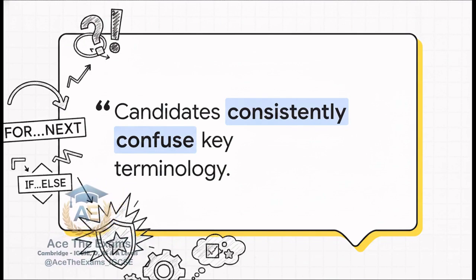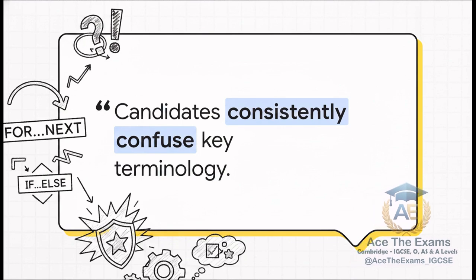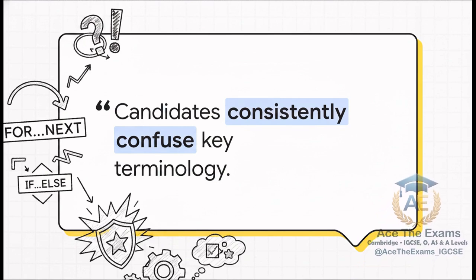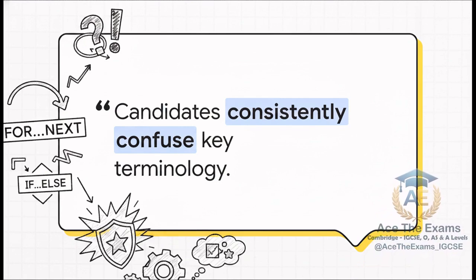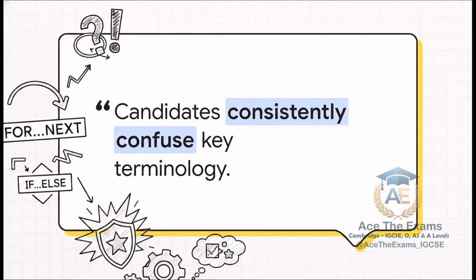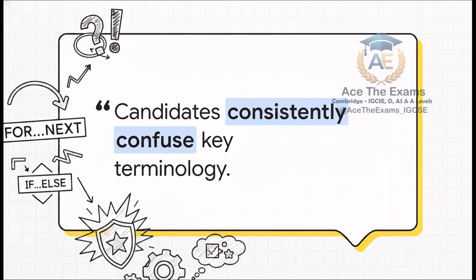When you confuse a for next loop, which remember is a definite count-controlled iteration, with a conditional selection structure like an if else endif statement, you are instantly demonstrating a fundamental lack of conceptual understanding. The examiners are practically begging you to be precise. If you write loop when you mean selection, or if you use while syntax when the scenario demands a strict for loop, your marks are gone.